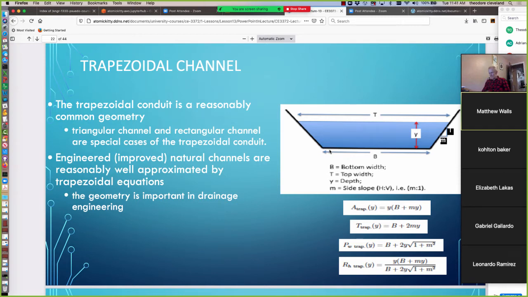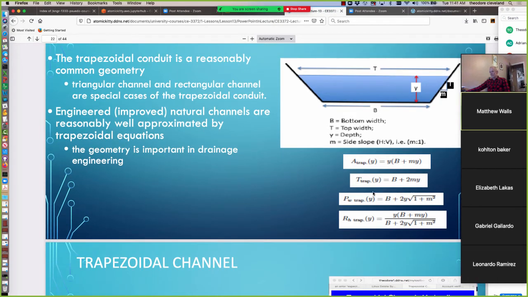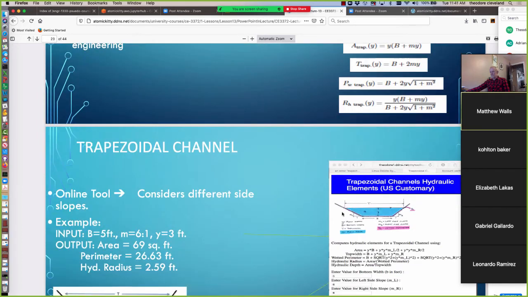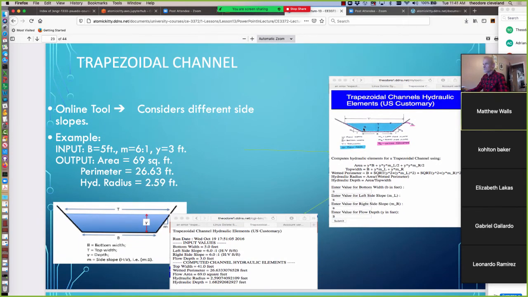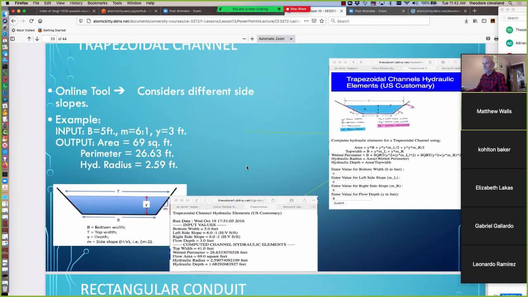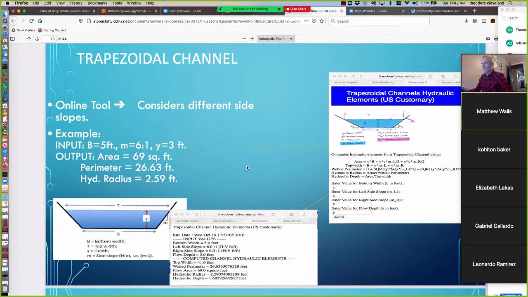With the exception of the rectangular channel, there's not much to be gained by trying to simplify this further from a mathematics sense. Generally, we just numerically calculate that value and then make the requisite division. So we have an online tool that does allow us to do this with different side slopes, and we will go out and visit that because I hope I have it working.